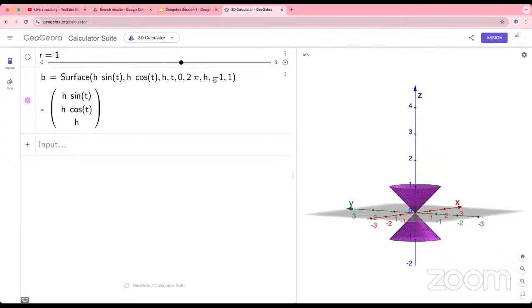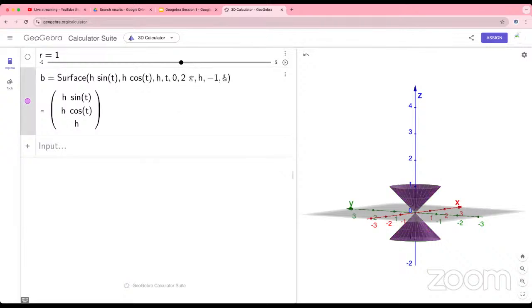What if, let's say, instead of going from angle 0 to 2 pi, what if I make the angle as 0 to pi? Can anybody tell me what will be the output here? Instead of going from 0 to 2 pi, let's say go from 0 to pi. Can you tell me what the surface will look like?